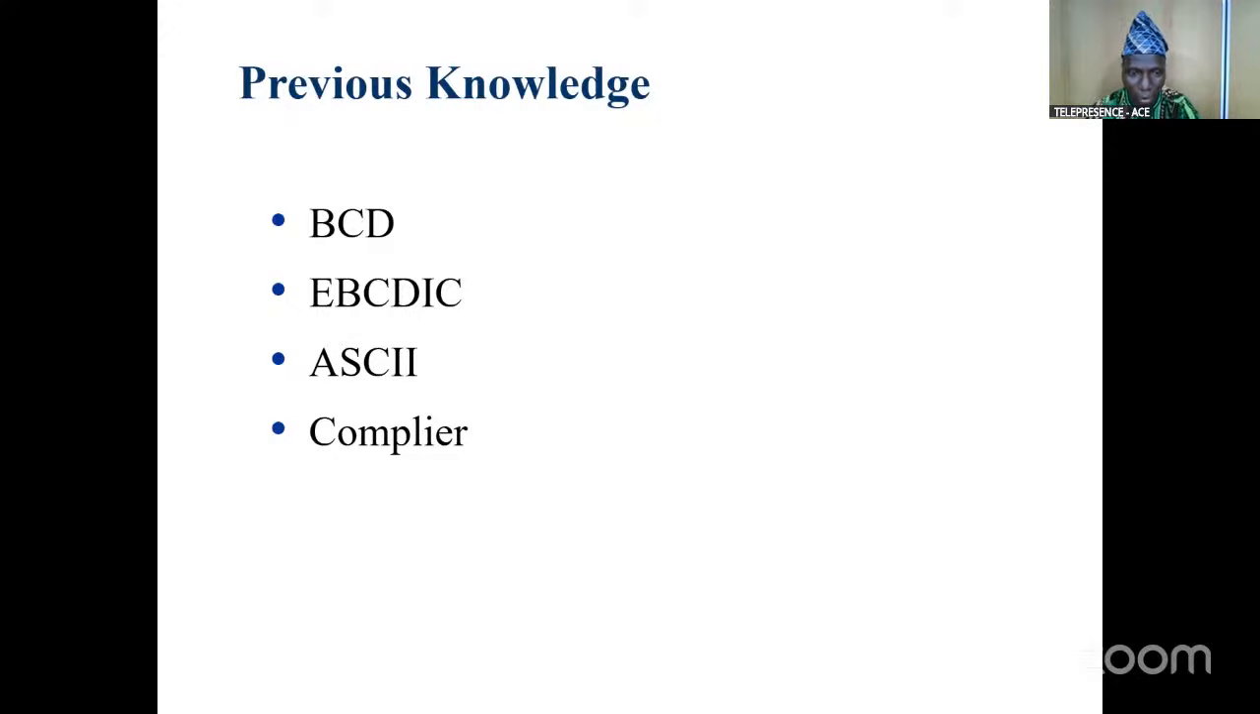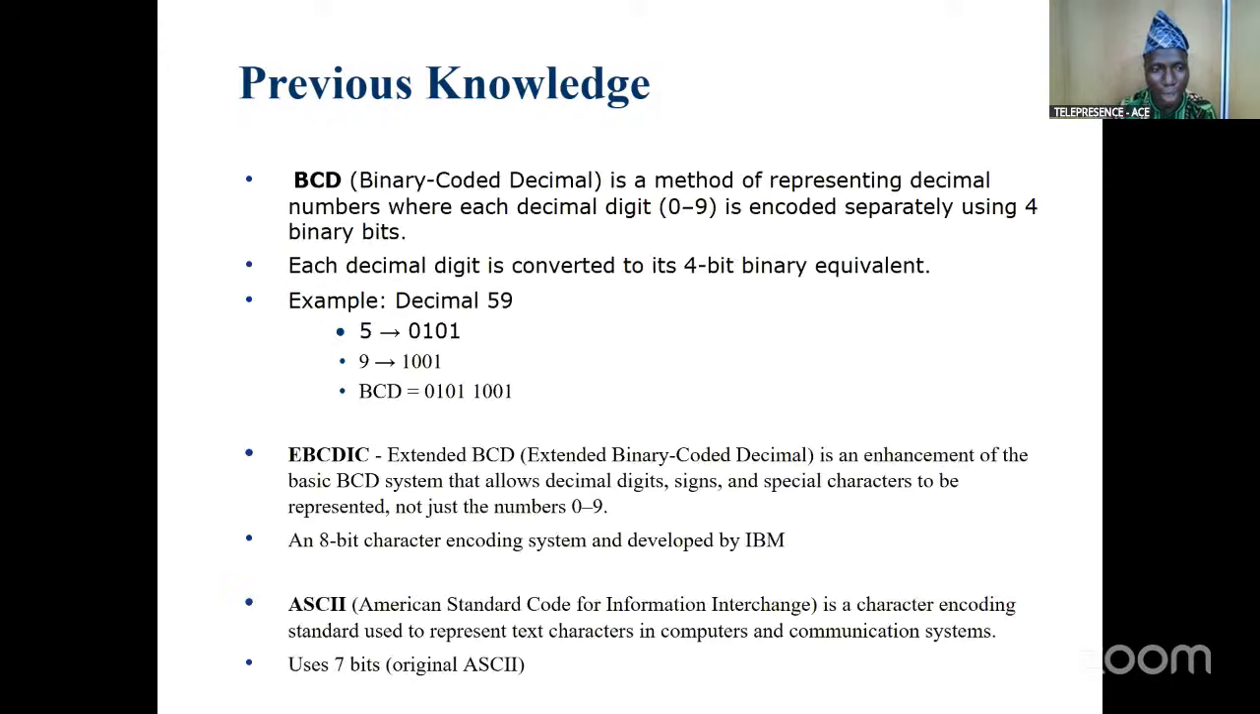Our previous knowledge from what we did in previous week, we've been introduced to what is BCD, EBCDIC, ASCII, compiler, interpreter. BCD, that is binary coded decimal, is a method of representing decimal number where each decimal digit, 0 to 9, is encoded using 4-bit binary bits.